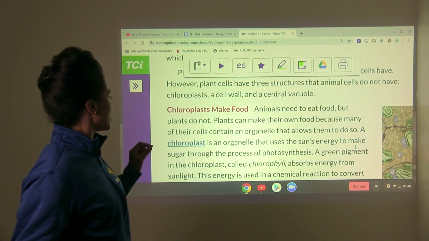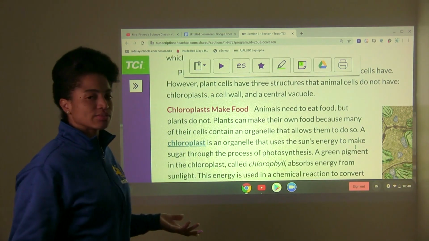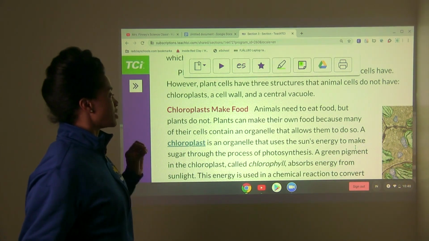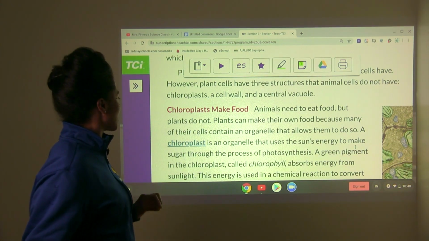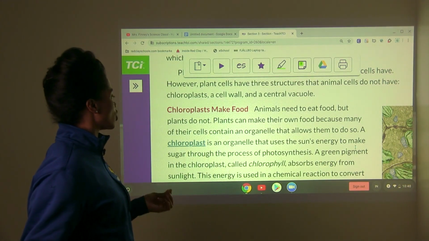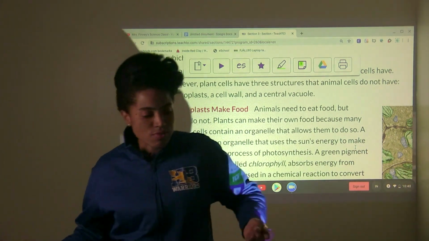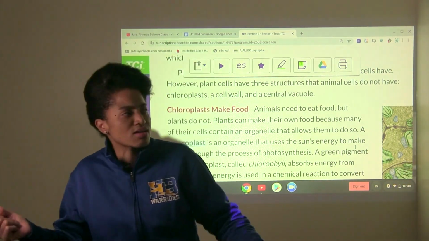Chloroplasts make food. Animals need to eat food, but plants do not. Plants can make their own food because many of their cells contain an organelle that allows them to do so.